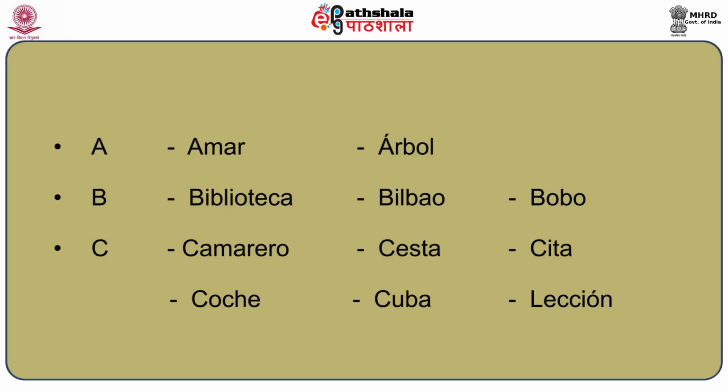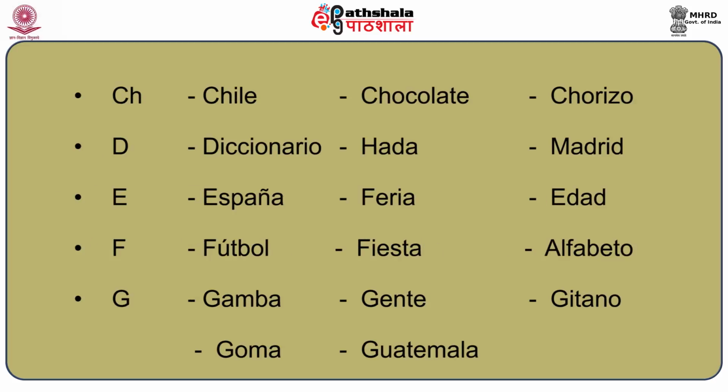But when there are two C's in one word, it is pronounced as in lección. Che, as in Chile, chocolate, chorizo. De, as in diccionario, hada, Madrid. So this D is not hard like in English, but it is a soft one. E is E, as in España, feria, edad.